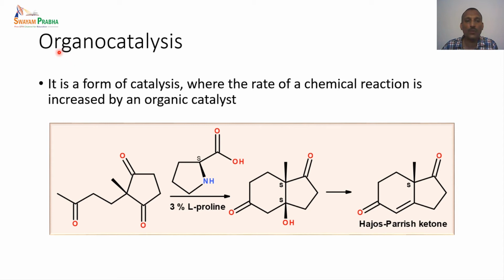Rather than metals, the next one is where the organic compound itself is used as a catalyst. Basically, organocatalysis is a form of catalysis in which the rate of a chemical reaction is increased by an organic catalyst. In most of the cases, proline is the catalyst which is used in many reactions. This starting material can be converted to Hajos-Parrish ketone using the chiral catalyst with just 3% of L-proline. This is also another example of organocatalysis. These are all the various ways by which an asymmetric synthesis can be carried out.